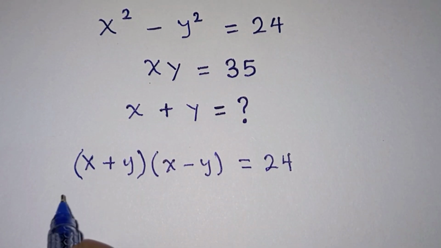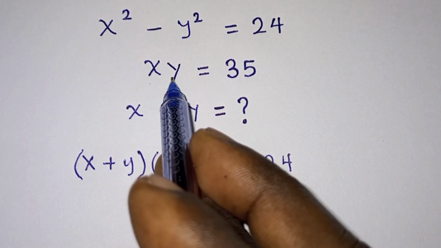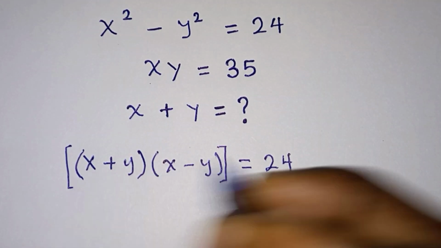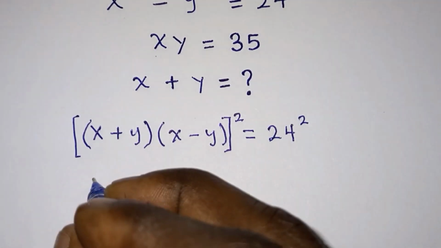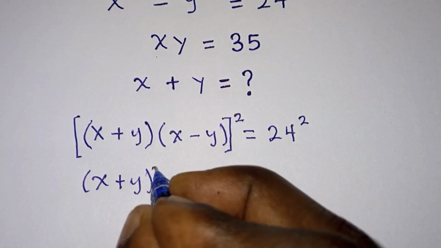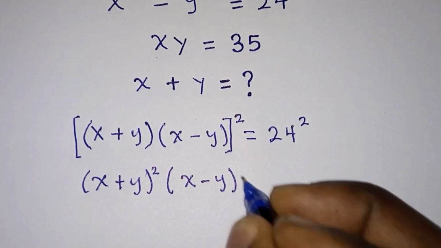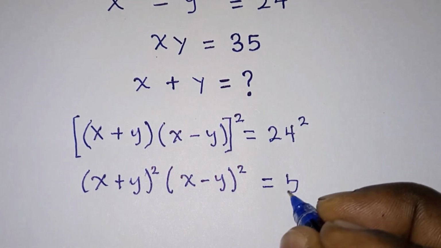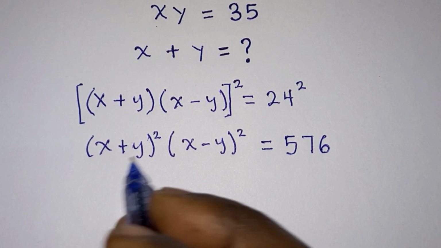Then the next step, if we square each side of the equation and then expand again, we're going to be getting something like x times y, right? So let's go ahead and square each side of this equation, so that if we expand this one, we're going to be getting x plus y all squared times x minus y squared, and this is equal to 24 squared, which is 576.